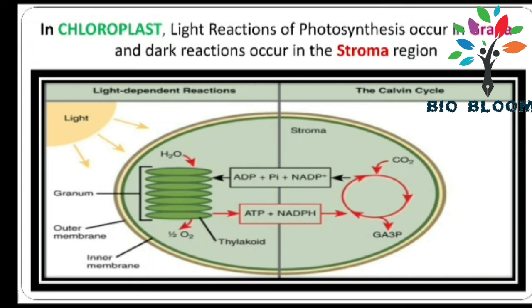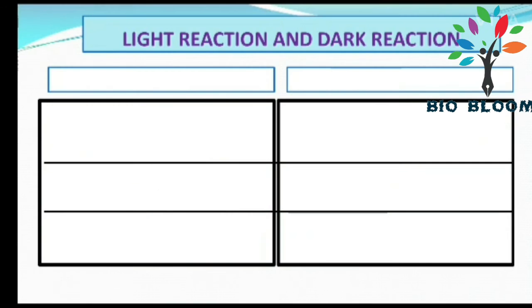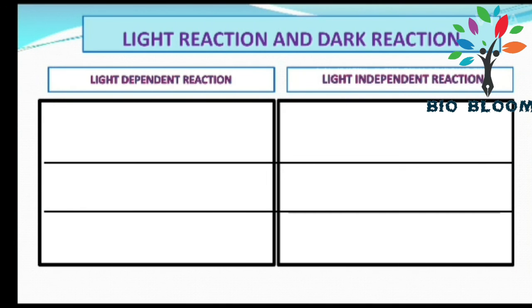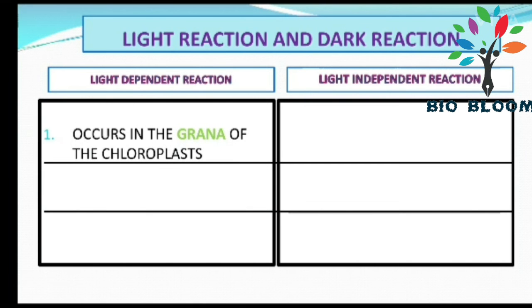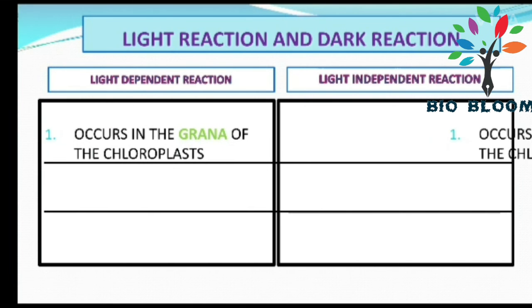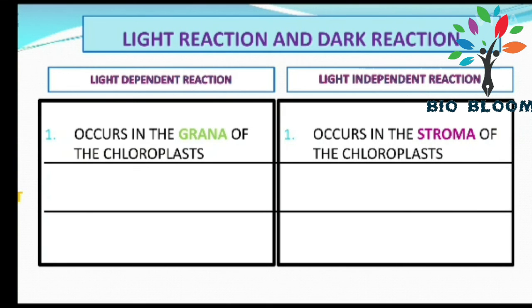Light reaction occurs in the grana of the chloroplast, whereas dark reaction occurs in the stroma region, where the stroma contains enzymes. Next, come to the differences between light reaction and dark reaction. Light reaction is also called light dependent reaction, and dark reaction is called light independent reaction. Light reaction occurs in the grana of the chloroplast, and the dark reaction occurs in the stroma of the chloroplast.